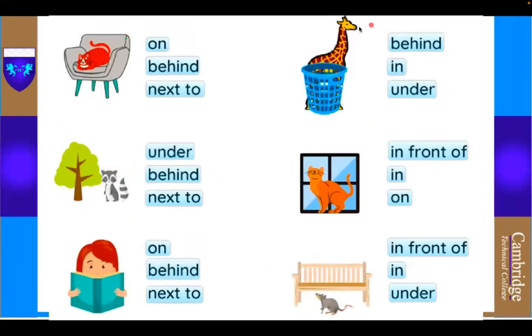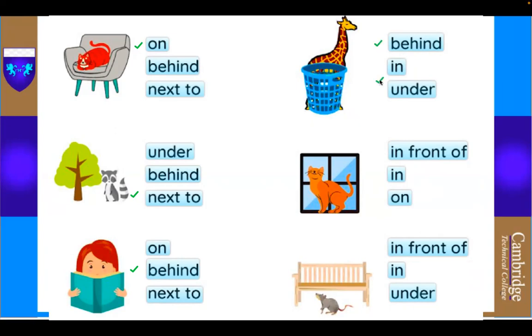One more exercise, the same thing. Give me the answers. The cat is on the chair. The squirrel is next to the tree. The girl is behind the book. The giraffe is behind the tray.